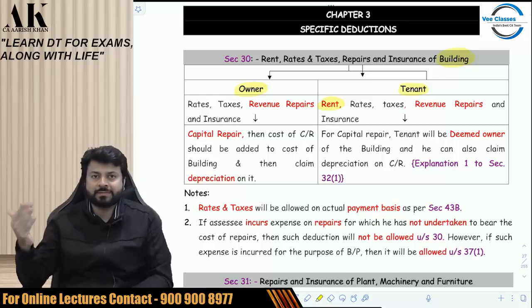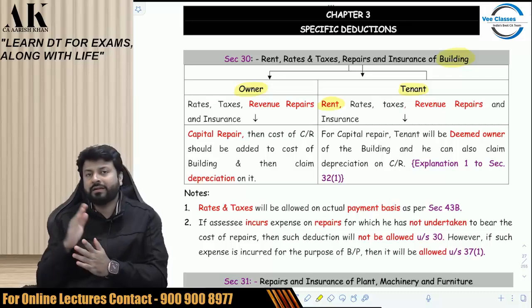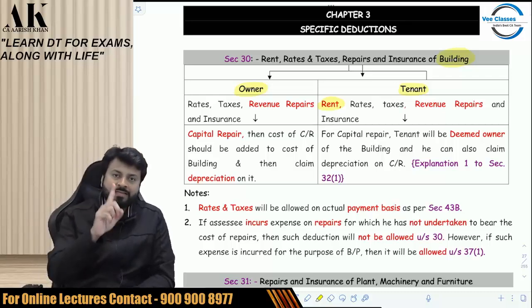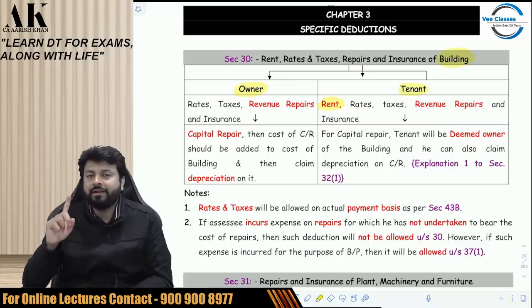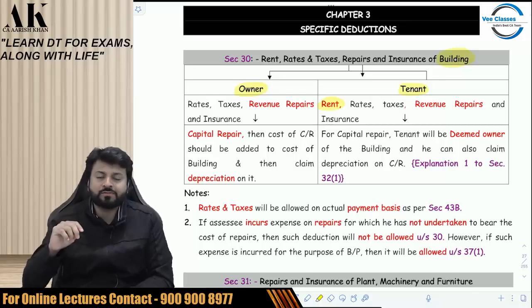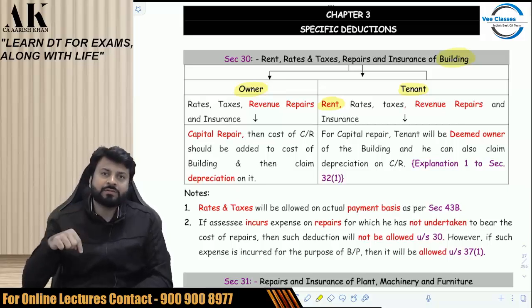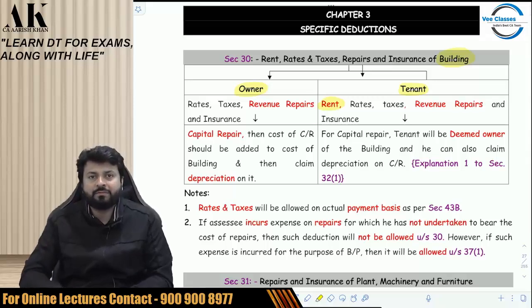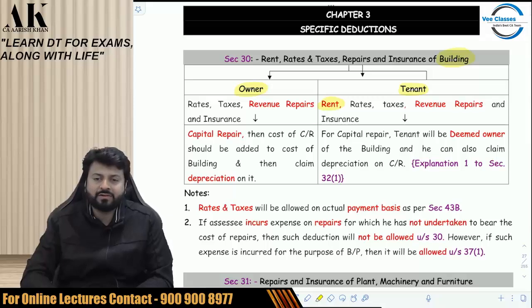Apart from that, other expenses might also be there. So for the owner, there are certain expenses which are lesser than what the tenant has to pay. That is rent. So the tenant will get the deduction of rent also, rates and taxes also, repairs also, insurance also. But the owner will get deduction of rates and taxes if the owner is bearing it, repairs if the owner is bearing it, or the insurance premium if the owner is bearing it, for the building which is used for business purpose. Okay. So this is the first thing.